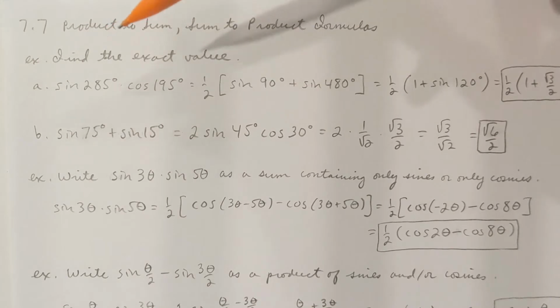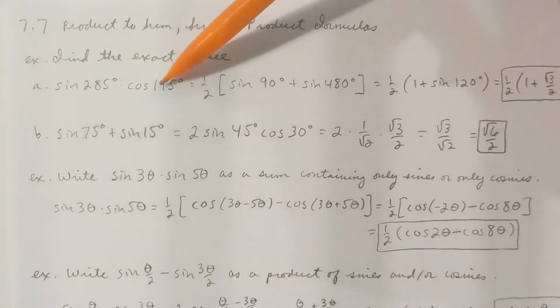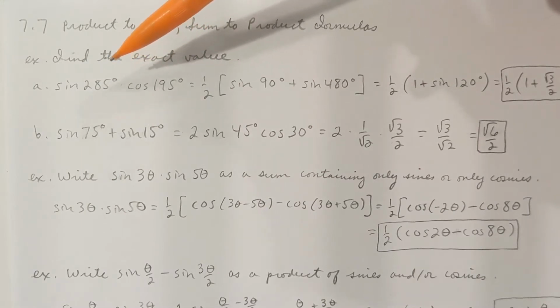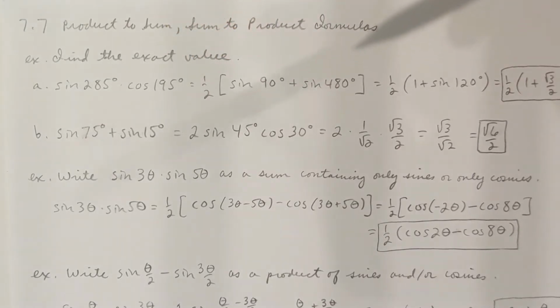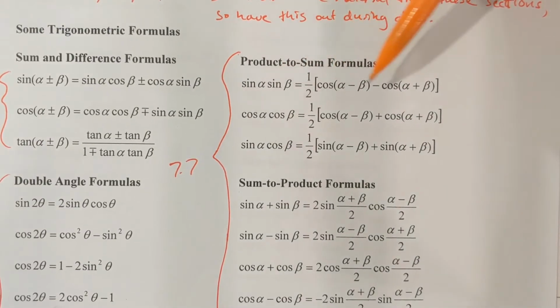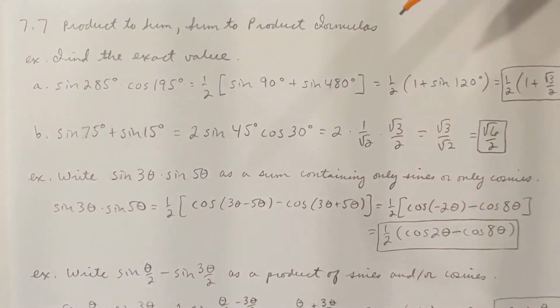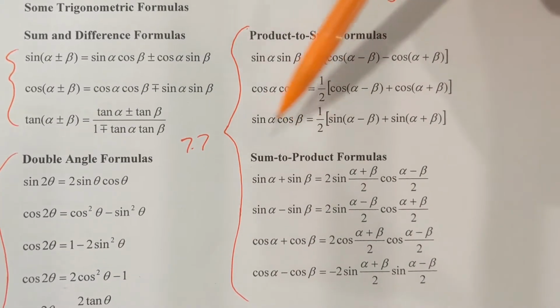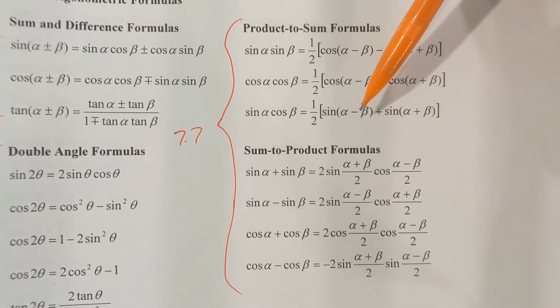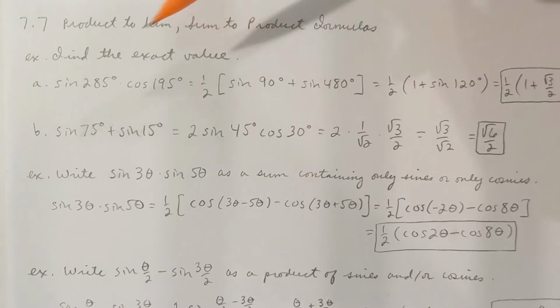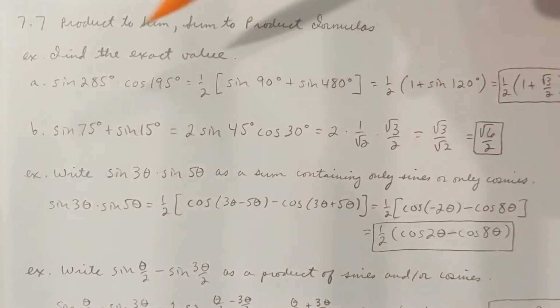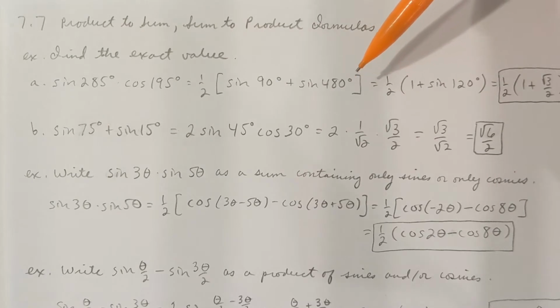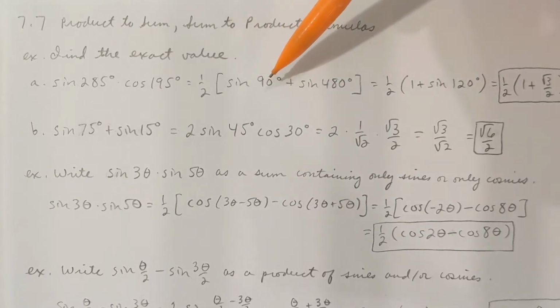So in this problem, I want us to find the exact value. Now I've got a product, and I don't know the exact value of sine of 285 degrees or cosine of 195 degrees, because neither one of these angles is a common angle. So I'll use the product to sum formula, the third one in the group. 1/2 times sine of, subtracting the angles, 285 minus 195 is 90, plus sine of, adding the angles, 285 plus 195 is 480 degrees. Sine of 90 degrees is 1.